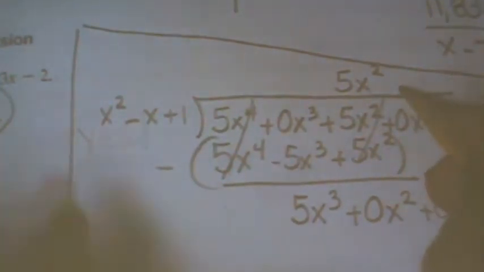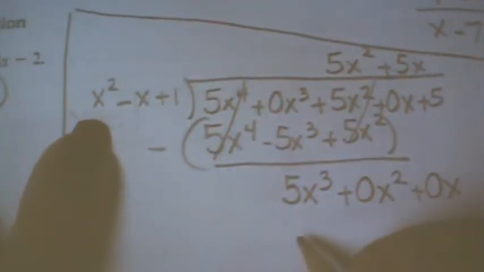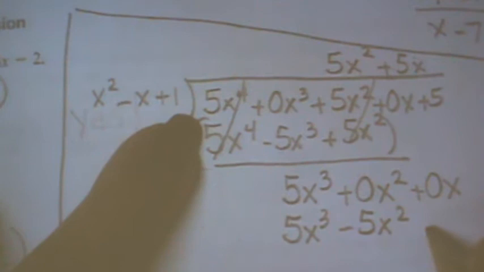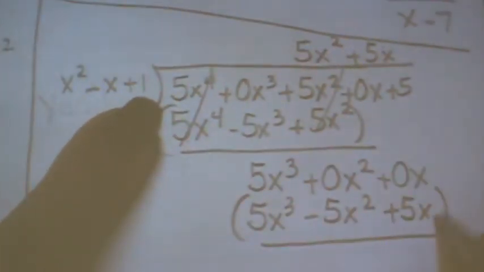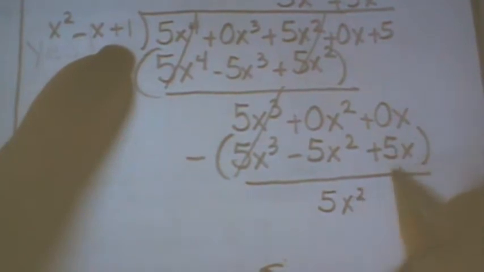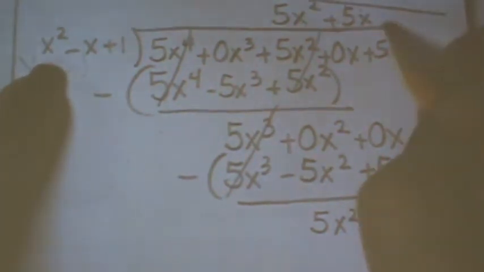Now, what times x squared gives me 5x cubed? 5x. 5x times x squared is 5x cubed minus 5x squared plus 5x. When I subtract, what happens here? These cancel. What does this become right here? Plus 5x squared. What does this become? Minus 5x. What am I going to bring down? A 5. So what do I have here?